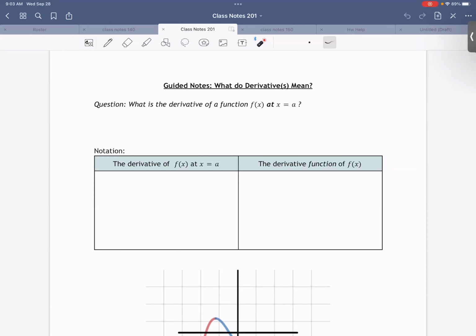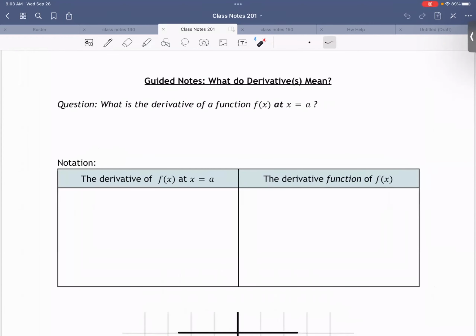All right, so I talked to you about how to find derivatives, how to get the equation, and how to get the number at a specific point. Let's review how we did that. Does anyone remember anything about what the derivative was, how to find it, or anything like that?